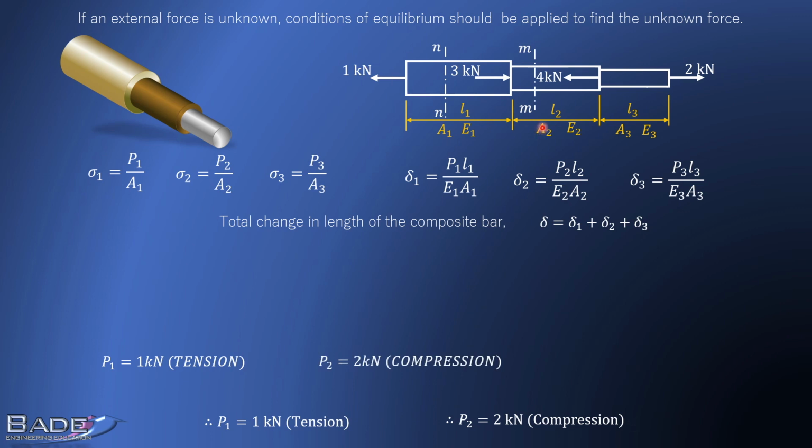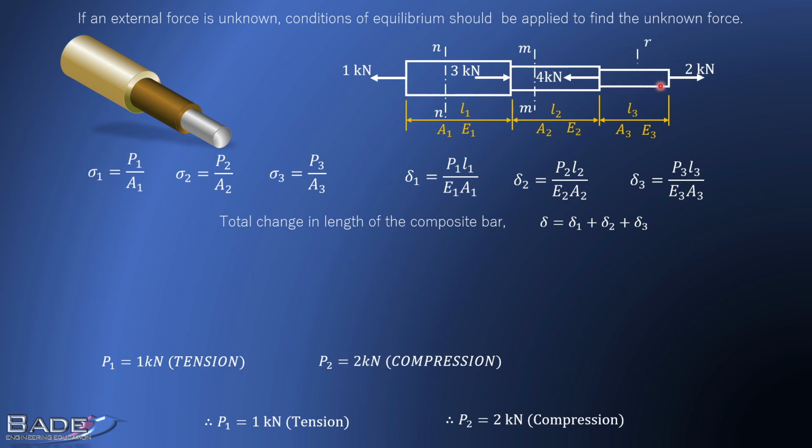Check what answer you get when you add forces on the left side of cross section MM. On the left hand side, 3 kilonewton push because it is towards cross section MM and 1 kilonewton pull. So 3 kilonewton push and 1 kilonewton pull. So net force is 2 kilonewton push type of force on cross section MM. So in the middle portion, force is 2 kilonewton compression. So I think you have understood.